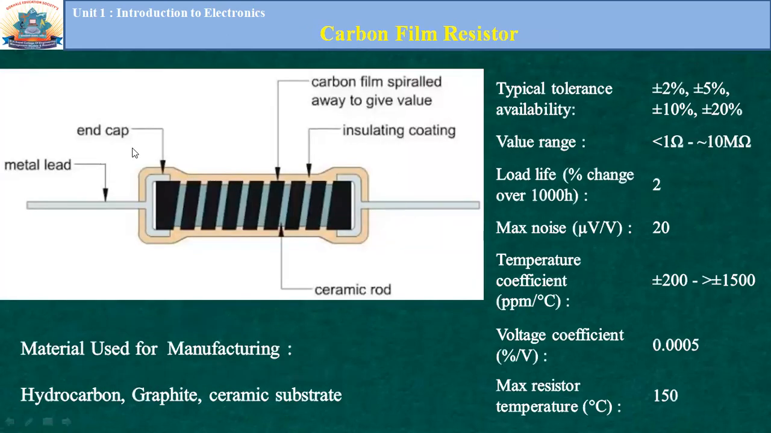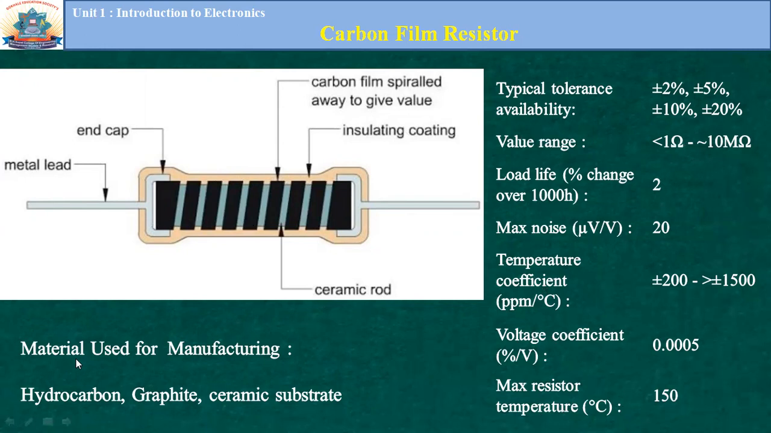Carbon film resistors. We see a similar structure, but the difference is that instead of a powder type of material, we use a film that is mounted or wrapped along a ceramic rod, and the length of this film determines the resistance of this resistor. This type of resistor has a typical range of 1 ohm to 10 mega ohm. The maximum temperature they can withstand is 150 degrees Celsius.